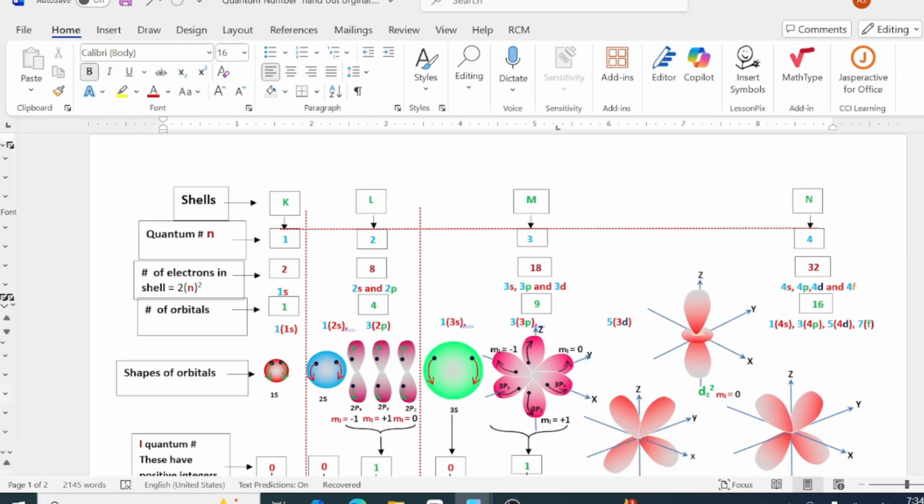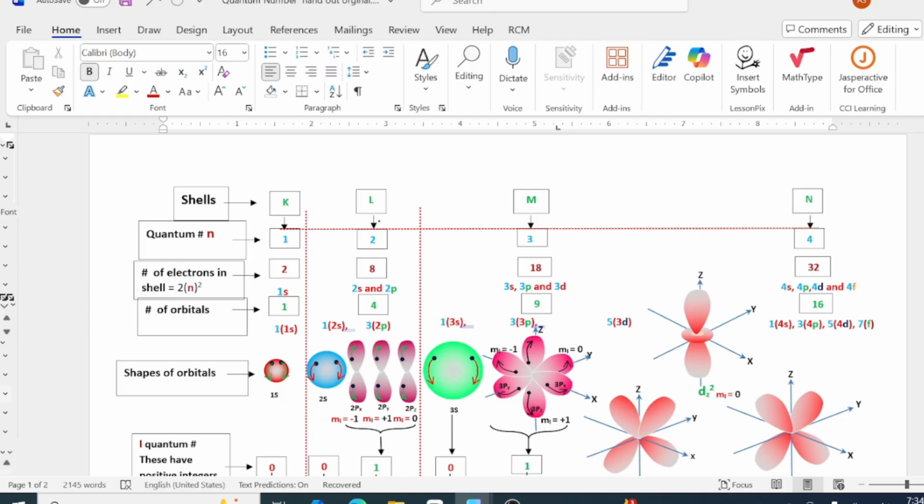It also shows how many electrons can be accommodated by each energy level, and how those values can be calculated using this formula here. If you insert a value for n here and you carry out this mathematical operation, you'll get these values here. You can see that the K shell has 2 electrons only, because n is equal to 1, and that works out to be equal to 2.